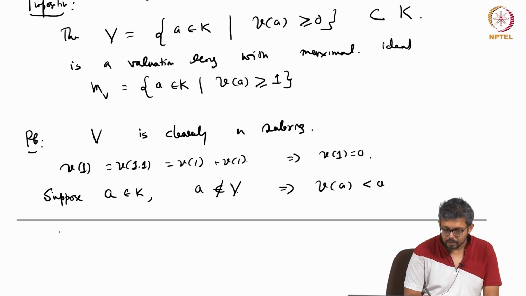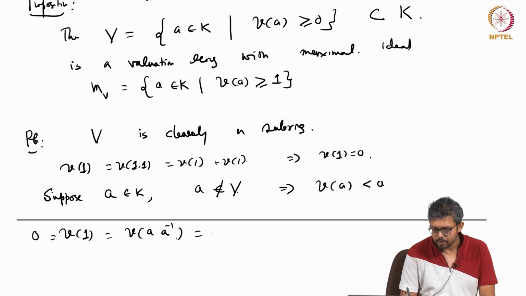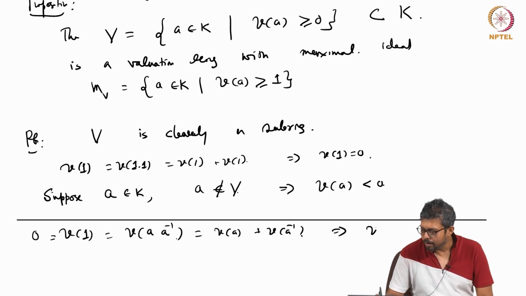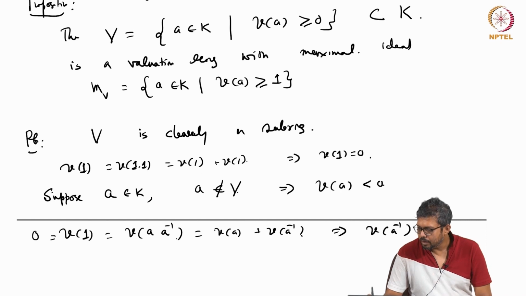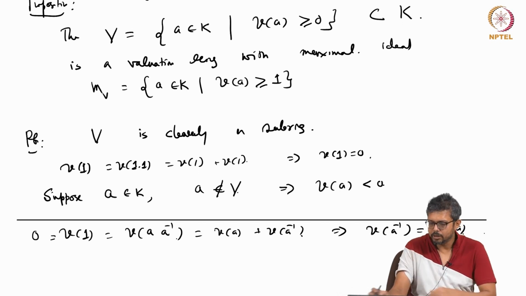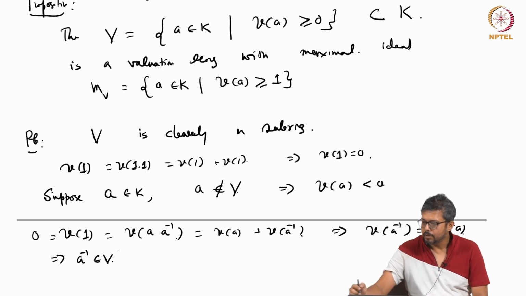So now V of 1, which is 0, now you consider A and A inverse. So V of A inverse as an element of K. So this is V of A times V of A inverse, right? So this implies that V of A inverse equals minus V of A. But V of A was negative, so that will say that V of A inverse is positive. So this will imply that A inverse belongs to V, right?